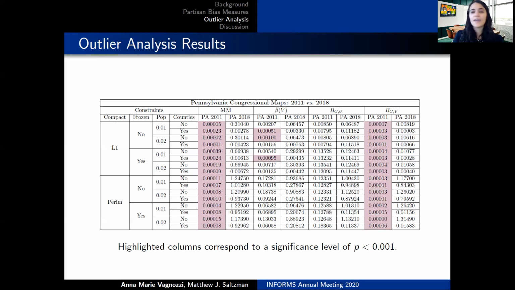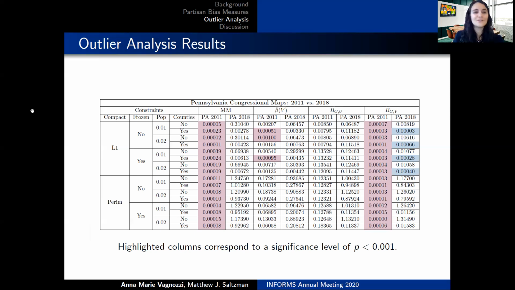What we see is that the geometric partisan bias measure under variable partisan swing, which is indicated in the last two columns, performs similarly to median-mean, indicating significant results on the 2011 map, but far less often exhibiting those significant results for the 2018 map. Now, on our other two partisan bias measures, we don't achieve significance, even on the known 2011 gerrymander. So they're not as useful indicators of partisan bias under outlier analysis.